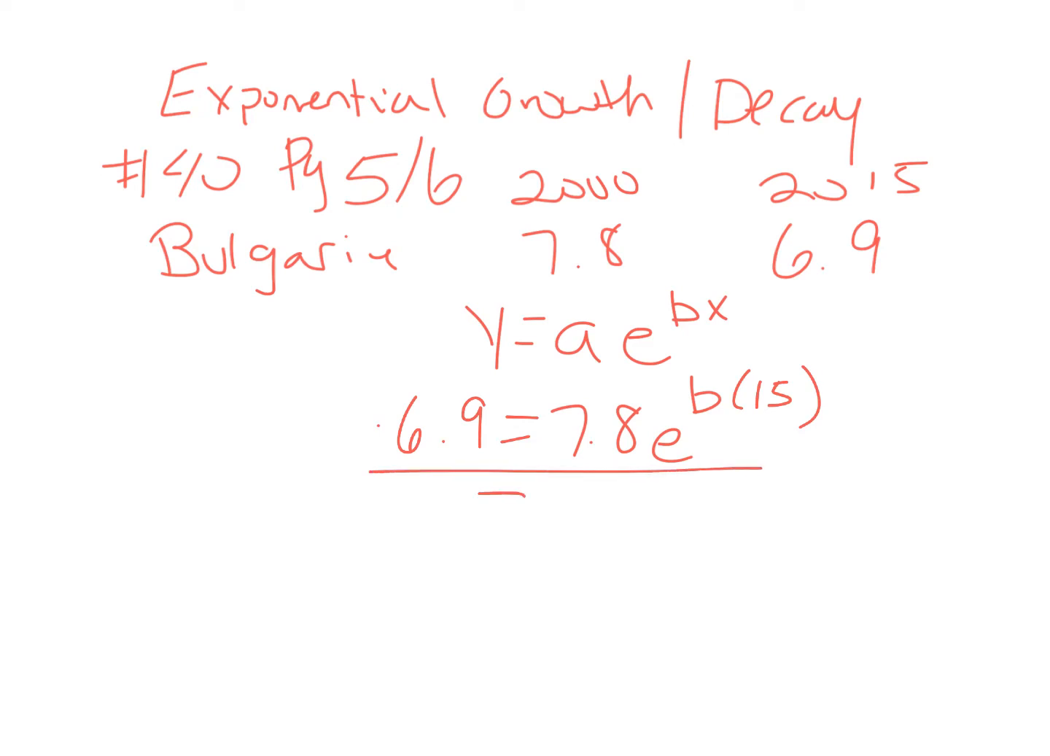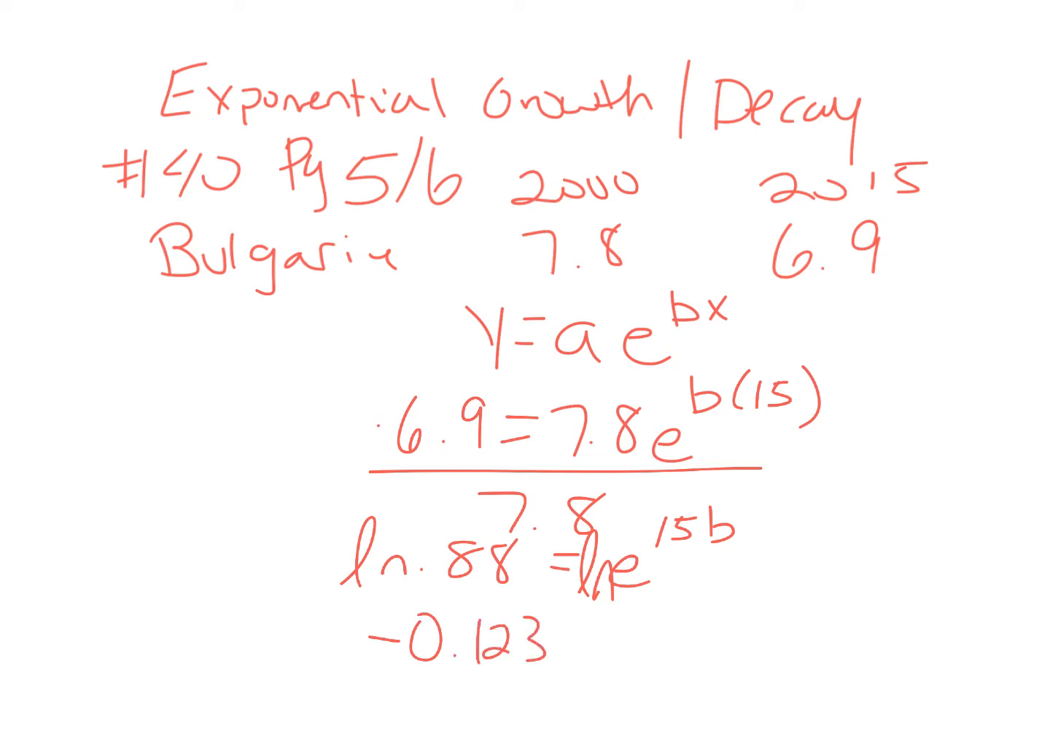So we divide both sides by 7.8, giving our left side a 0.88, approximately. Okay, that's rounded, but go with it for now. Base e to the power of 15b. In order to solve, I need to find the ln of both sides. Okay, ln of 0.88 is negative 0.123 approximately, equals 15b. Divide both sides by 15, and you'll get our b value to be negative 0.00, we'll say 82. We'll stop rounding it there.